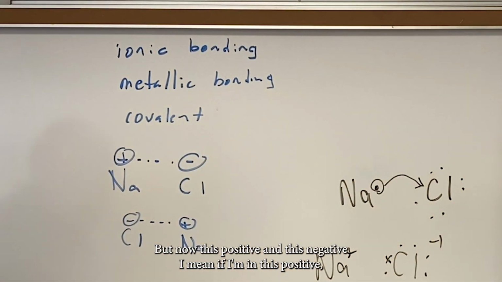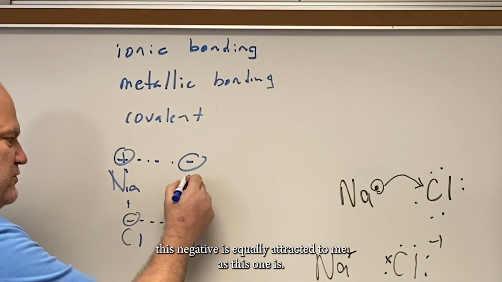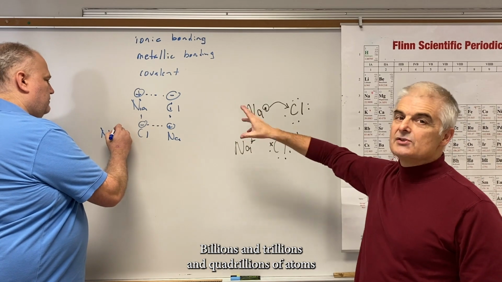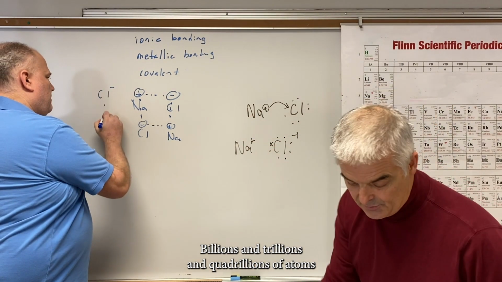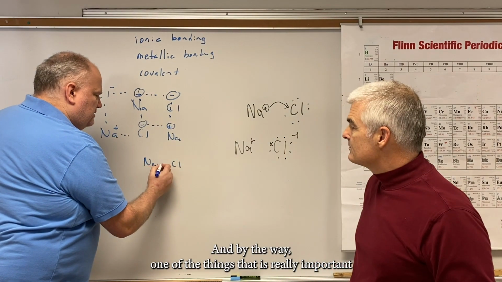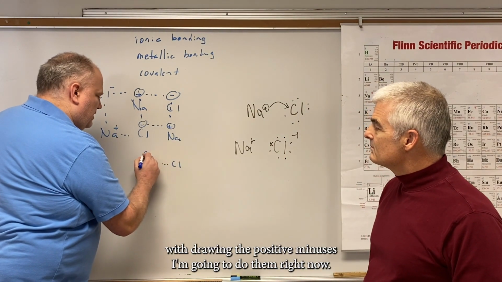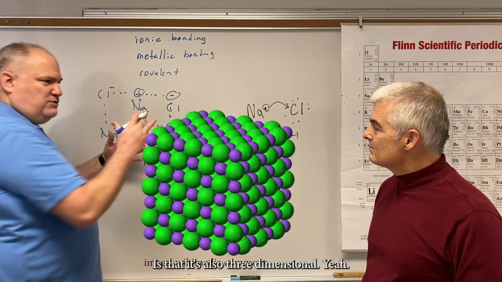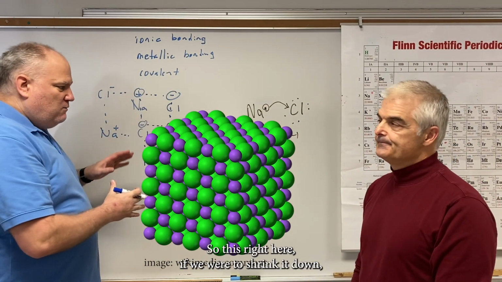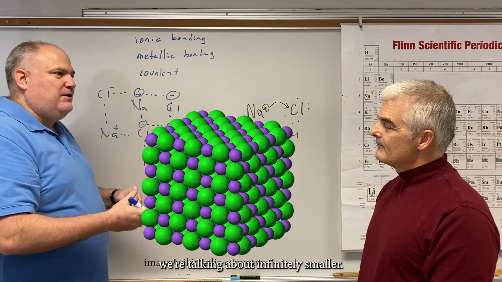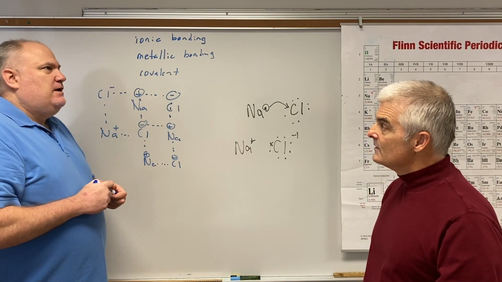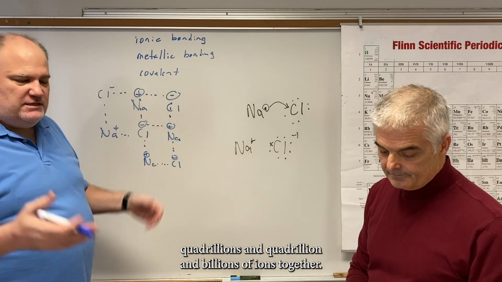But now, if I'm this positive, this negative is equally attractive to me as this one is. And this pattern continues on and on and on, billions and trillions and quadrillions of atoms long, to make this piece of halite. And one of the really important things, and I've gotten lazy with drawing the positives and minuses, is that it's also three-dimensional. So we also have Na's and Cl's that are coming out of the board. If we were to shrink it down, we're talking about infinitely smaller, which is why that rock right there is quadrillions and quintillions of ions together.